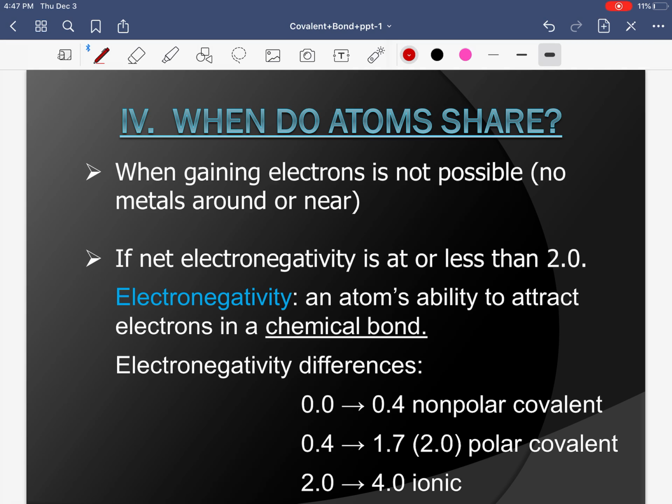Electronegativity: there are different covalent bonds depending on what it is. So if the difference in electronegativity is between 0 and 0.4, it's going to be a non-polar covalent bond. From 0.4 up to 1.7, as long as it is less than 2, it's going to be a polar covalent bond, and then 2 to 4 is going to be ionic.